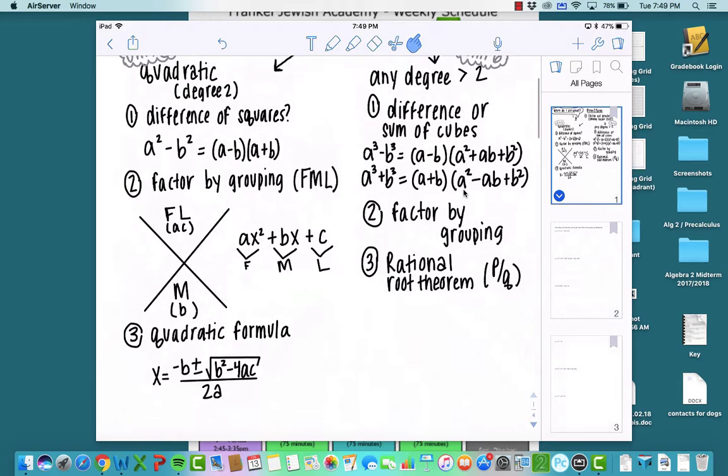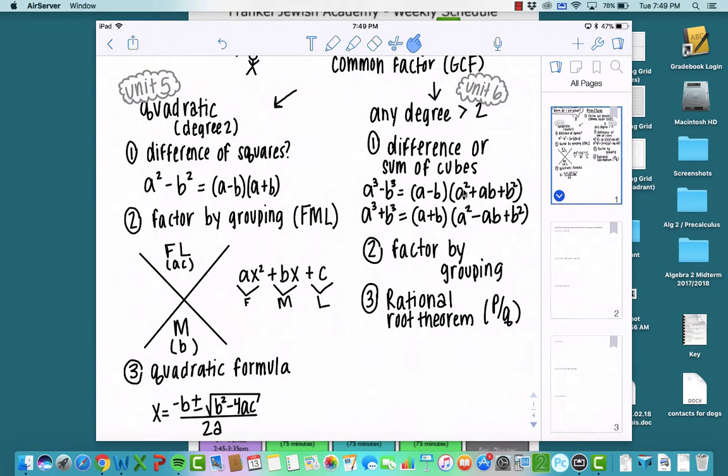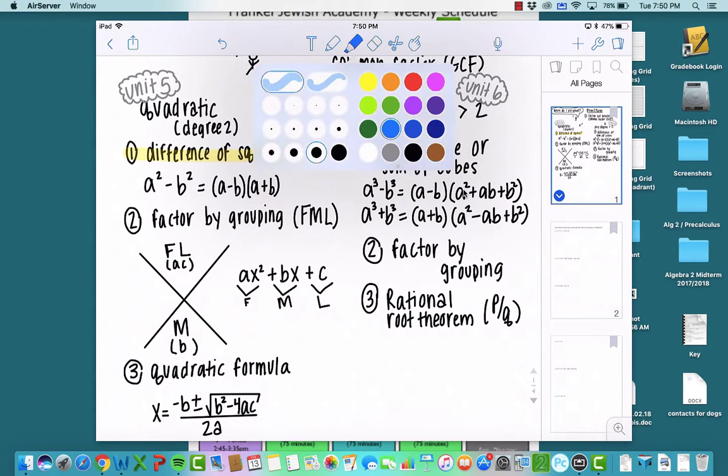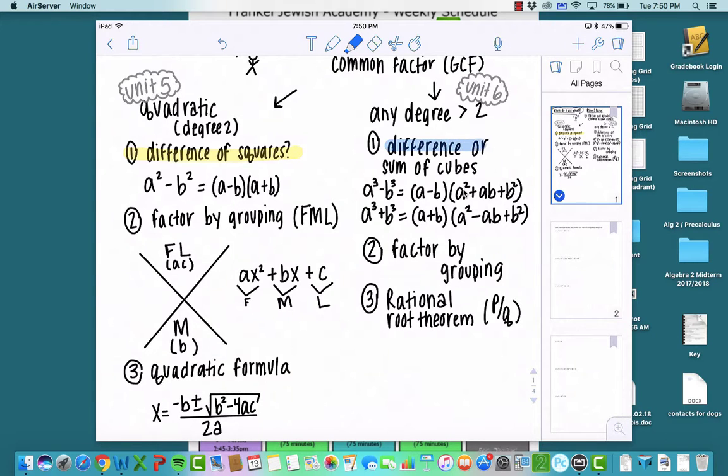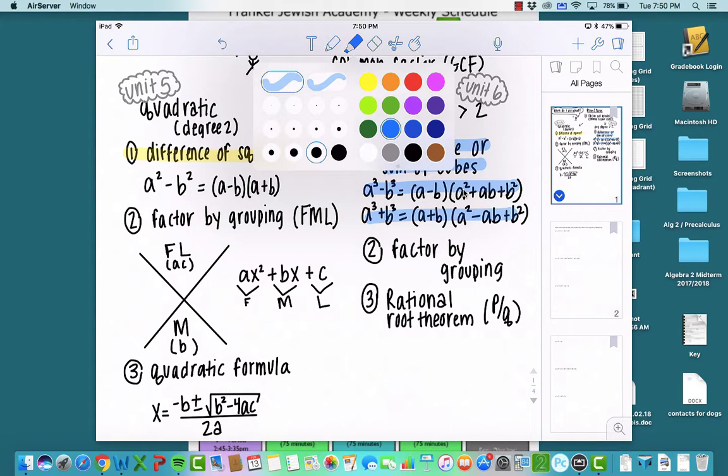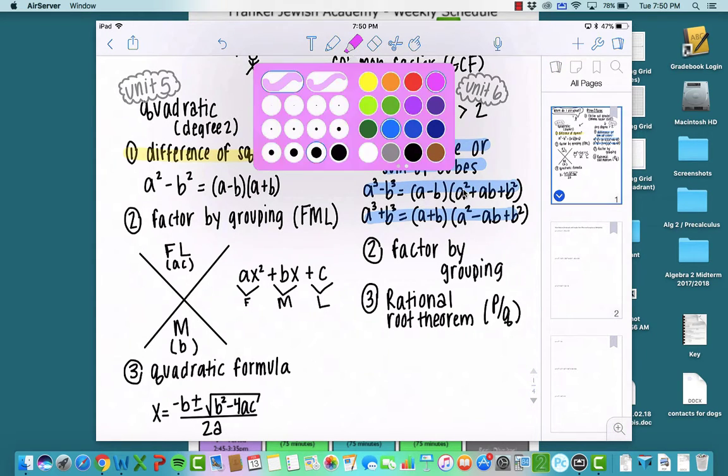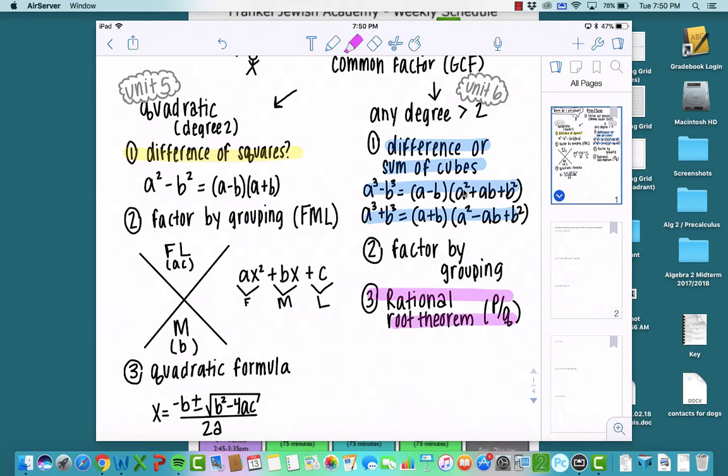So each of these has its own video. I'm going to do an extra examples video for difference of squares. I'm also going to do one for difference of cubes and for rational root theorem, because those seem to be the ones that everyone wanted. Things that you're going to have to know by practicing: the quadratic formula is just something you're going to have to know. Factoring by grouping or FML, something you should know at this point.